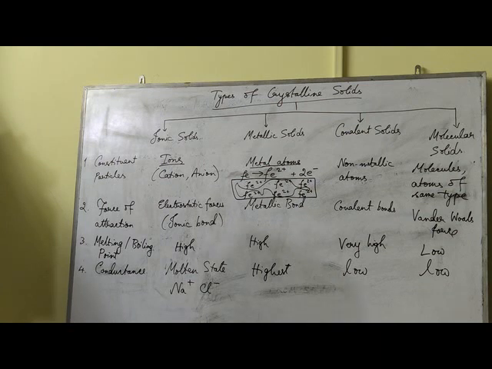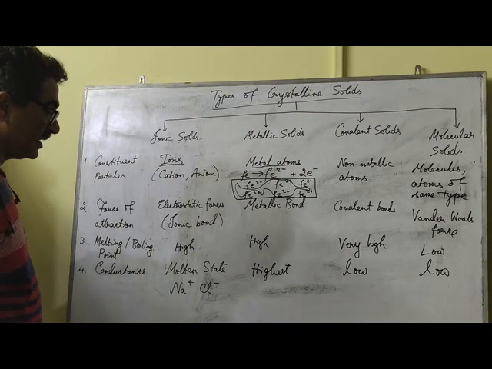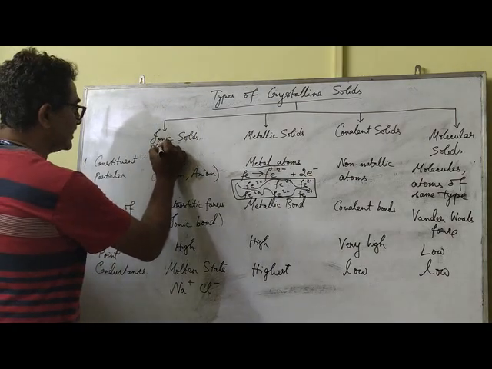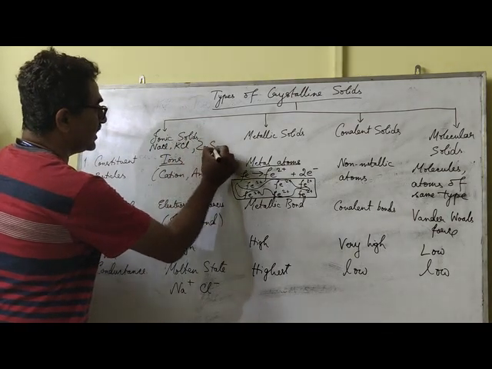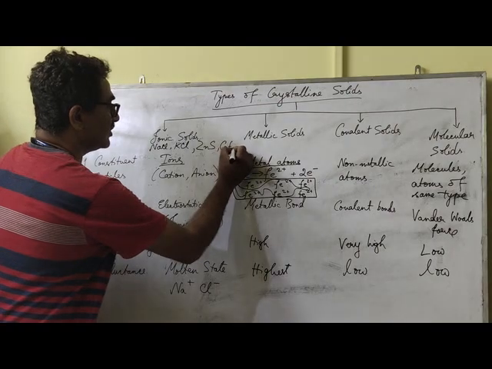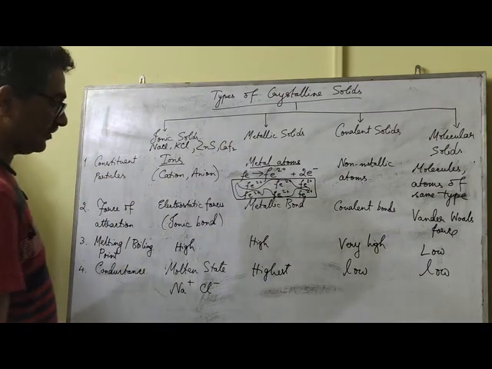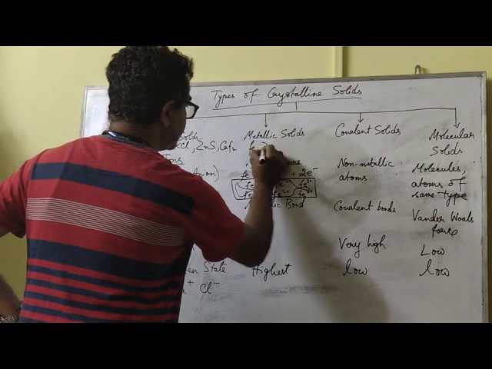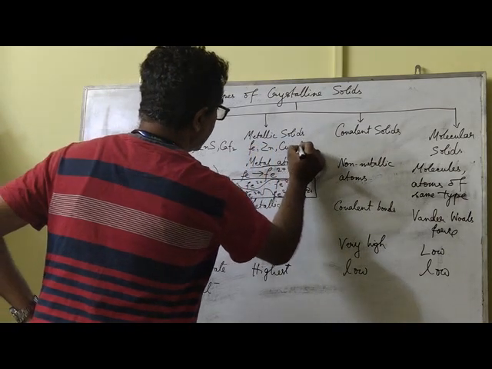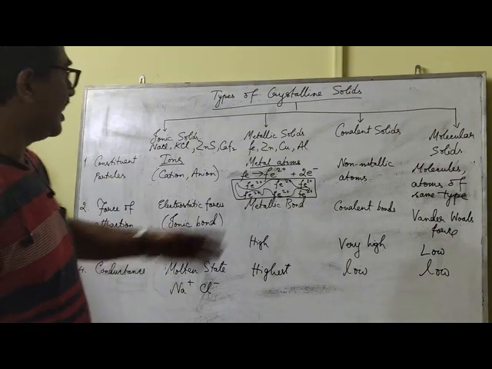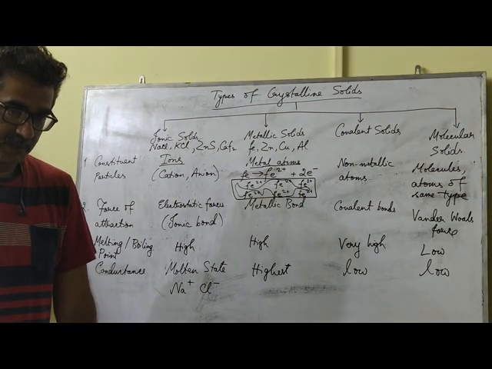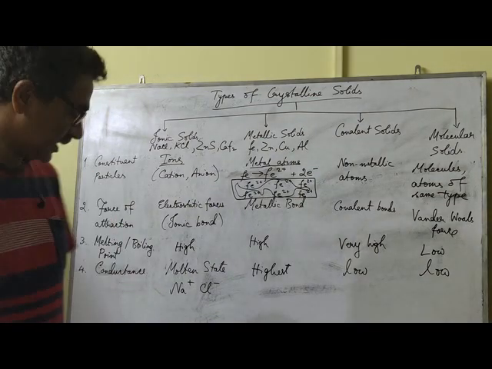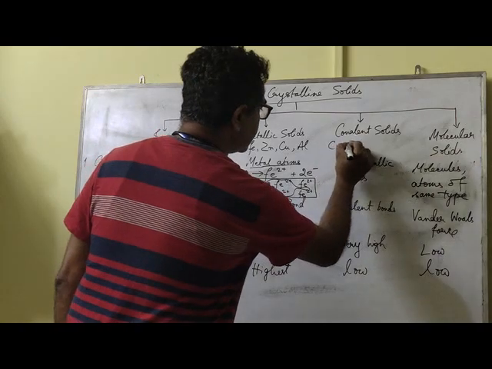And now I'll give you a few examples. For ionic solids, examples are sodium chloride, NaCl, KCl, ZnS, CaF2. And for metallic solids, we have Fe, Zn, Cu, Al. These are examples of metallic solids. For covalent solids, examples are silica and diamond. So you can take diamond.